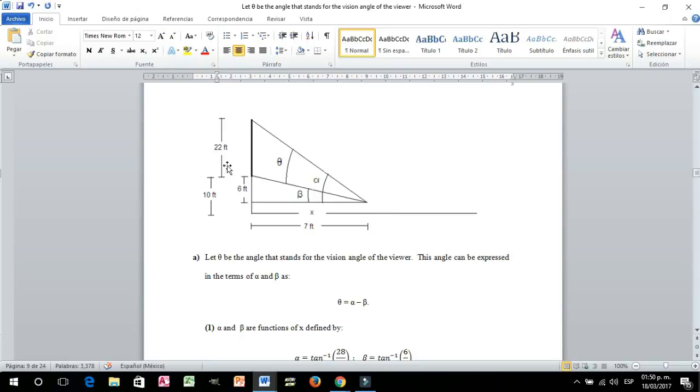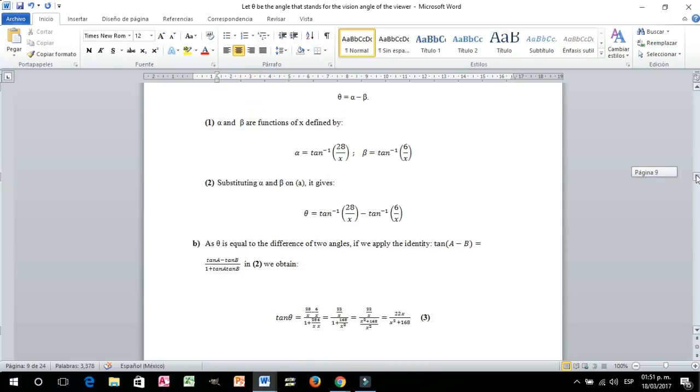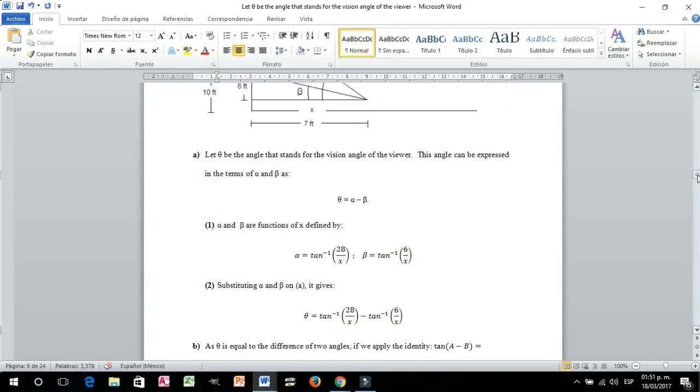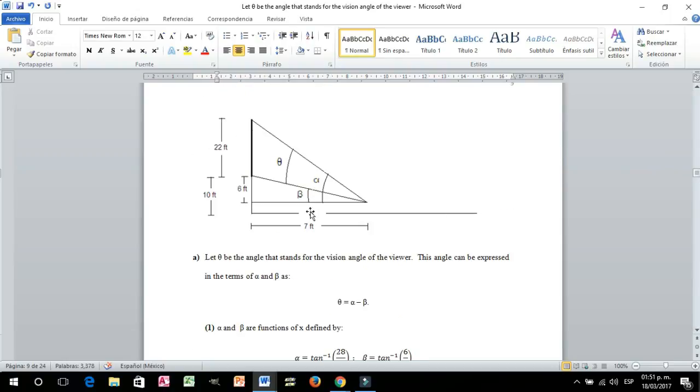Here is the diagram of the problem, in which the angle theta is the result of the subtraction of angle alpha and beta. So, answering the first demonstration, let theta be the angle that stands for the vision angle of the viewer. This angle can be expressed in terms of alpha and beta as alpha minus beta.